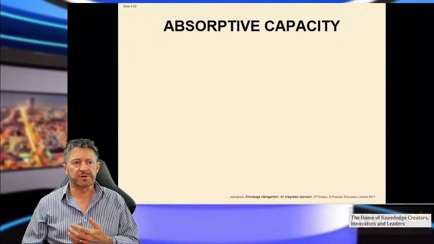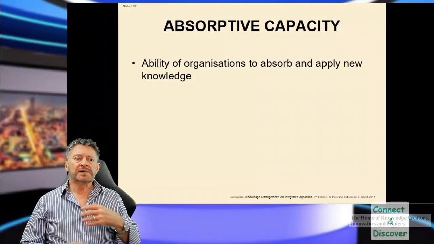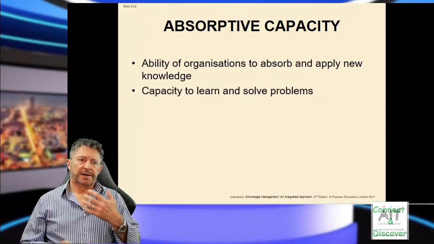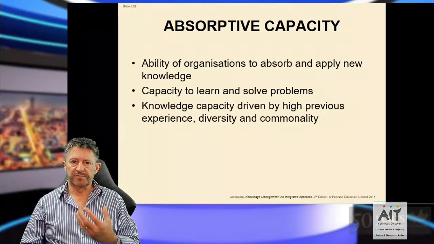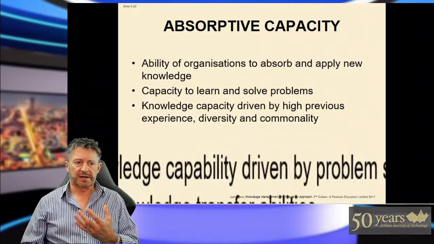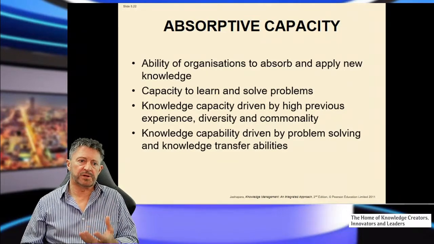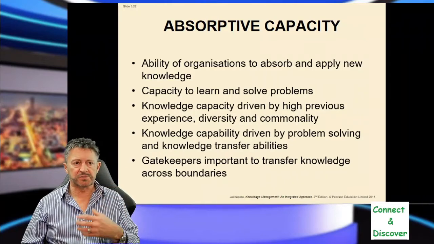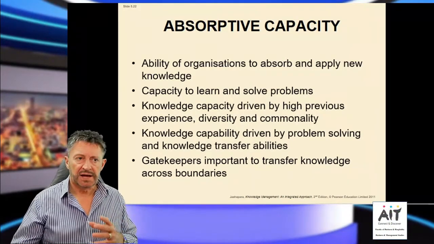Essentially, that's what we're talking about here. And absorptive capacity: the ability of an organization to absorb and apply new knowledge. Capacity to learn and solve problems. Knowledge capacity driven by high previous experience and diversity and commonality. And last but not least, the knowledge capability driven by problem solving and knowledge transfer abilities. And the absolute last one there, gatekeepers, important to transfer knowledge across boundaries.